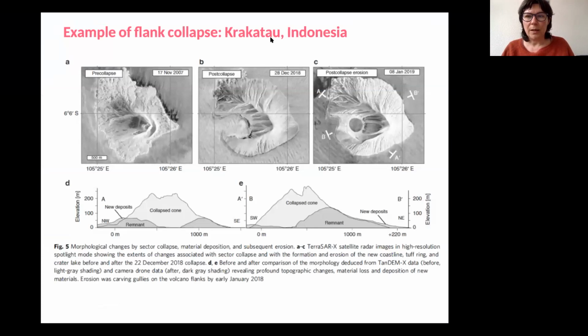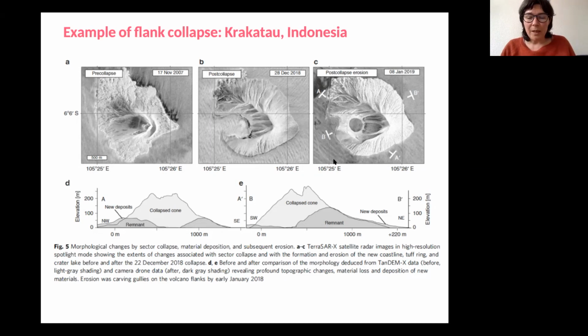Okay, then there is this one, Krakatau in Indonesia, a volcano that collapsed 2 or 3 years ago. The flank you see was the... now this is seen from the satellite. It has a weird view, the volcano is all squeezed on one side, but this is the summit. And then in the next image, there is a hole here. You see the volcano collapsed and there was a tsunami and a lot of victims.